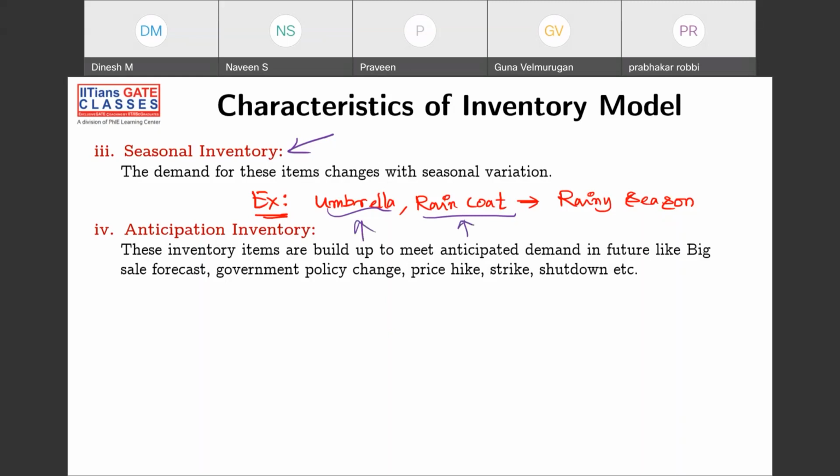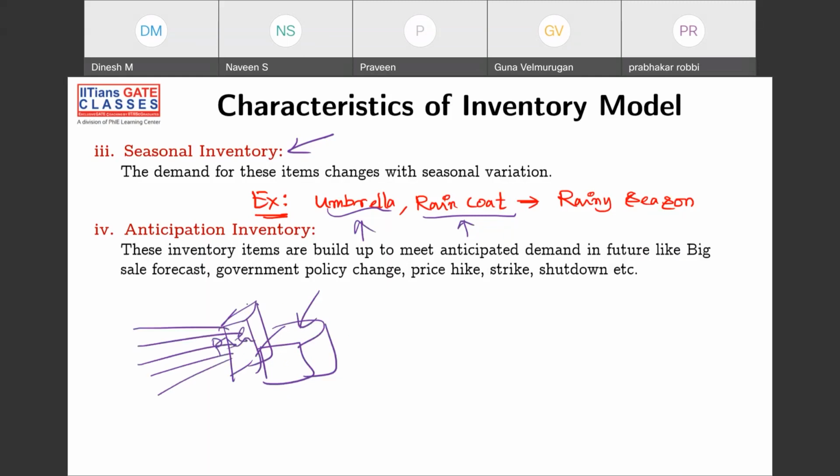So based on that, you keep on changing the inventory. If summer is coming, there is a shop near you, and obviously he has a big fridge there with some cool drinks inside. So more people will come, which means he has to keep more inventory. That is what seasonal inventory is, right?